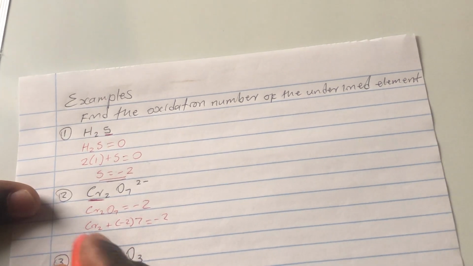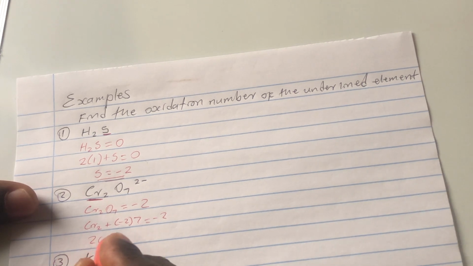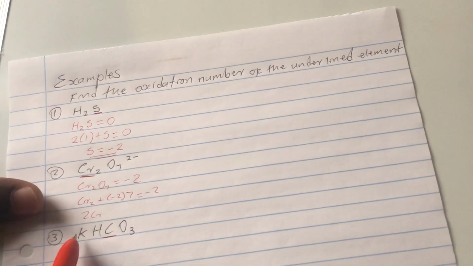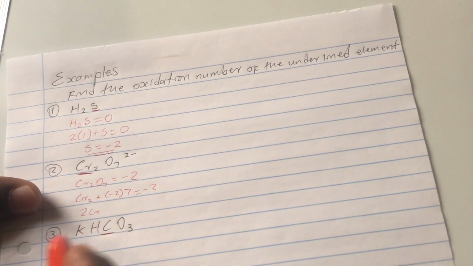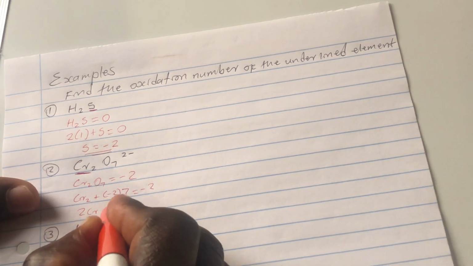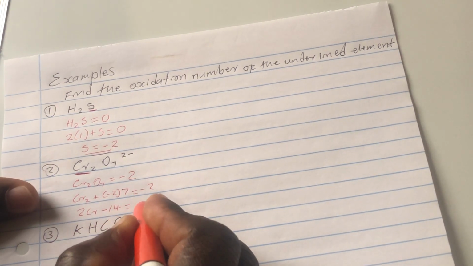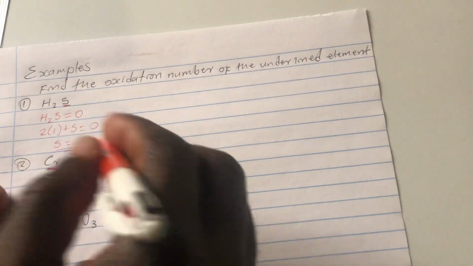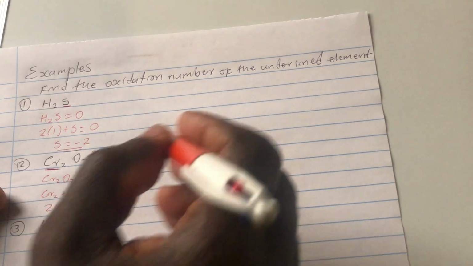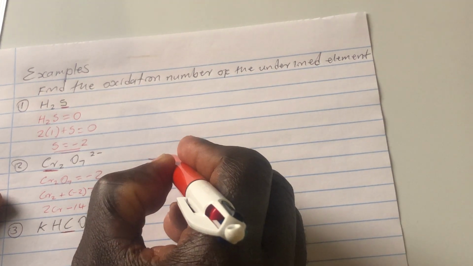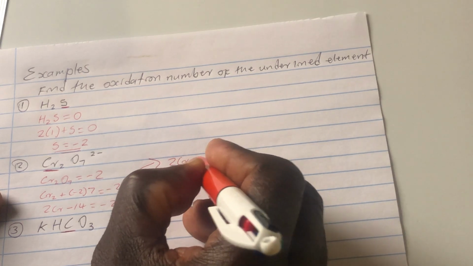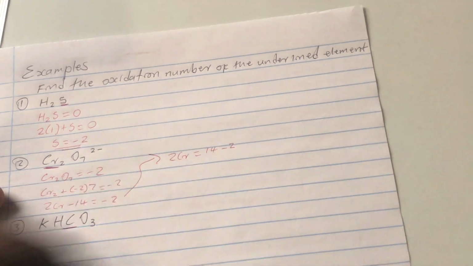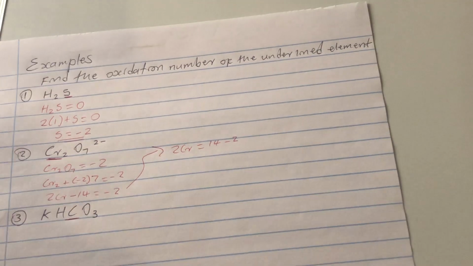Then next step, 2Cr. I've written it in this form. 2Cr, -2 times 7 is -14, equals -2. We take 14 to the other side. It will be 2Cr equals 14 minus 2.